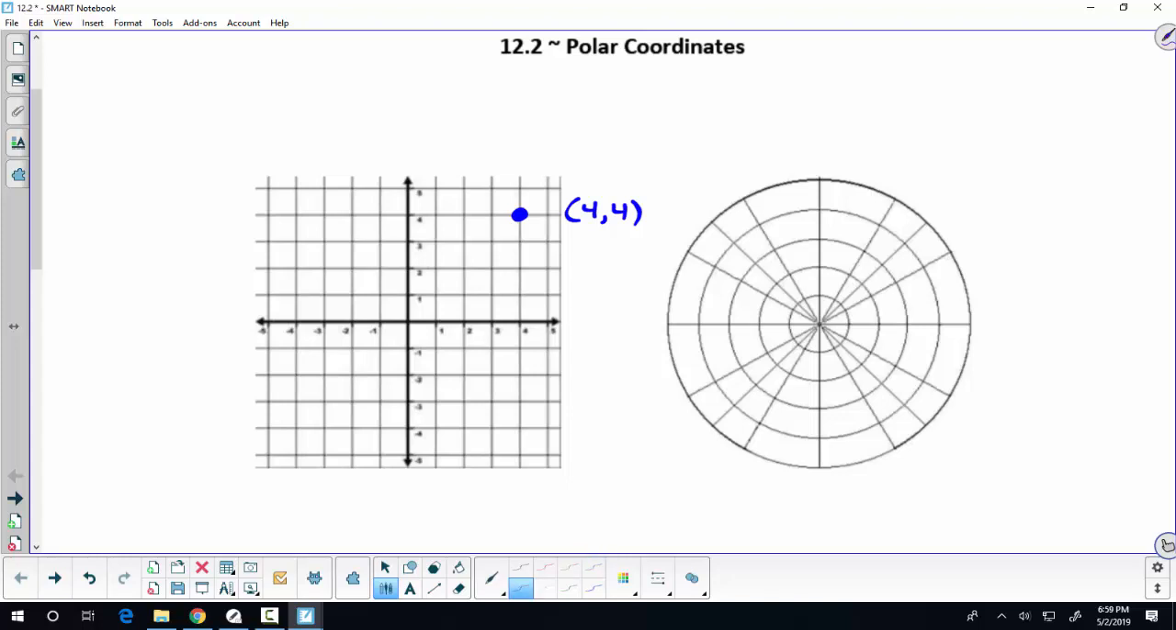But we can also think about that point being described by a distance from the origin, which we're going to call r, and how far from the positive x-axis we had to rotate to get to it. We're going to think about that as theta. So any point that we can represent in rectangular or Cartesian coordinate systems, you can also represent by describing a distance from the origin and an angle of rotation. And those give us our polar coordinates, (r, theta).